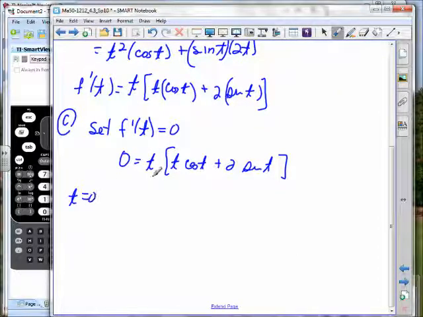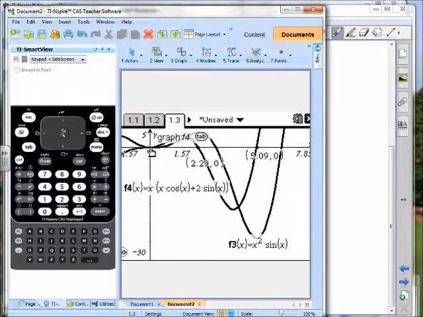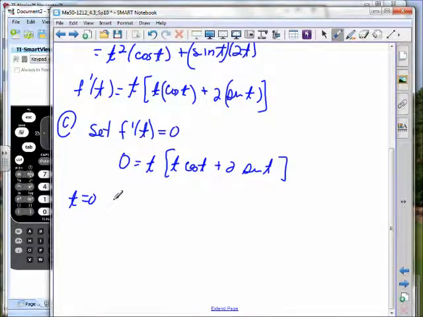The first factor, t equals 0. Now over here, is that in fact a critical number? Yes. Is it in the closed interval? Yes. Is it in the open interval? No. But it is definitely going to be another one. How do we find the others?